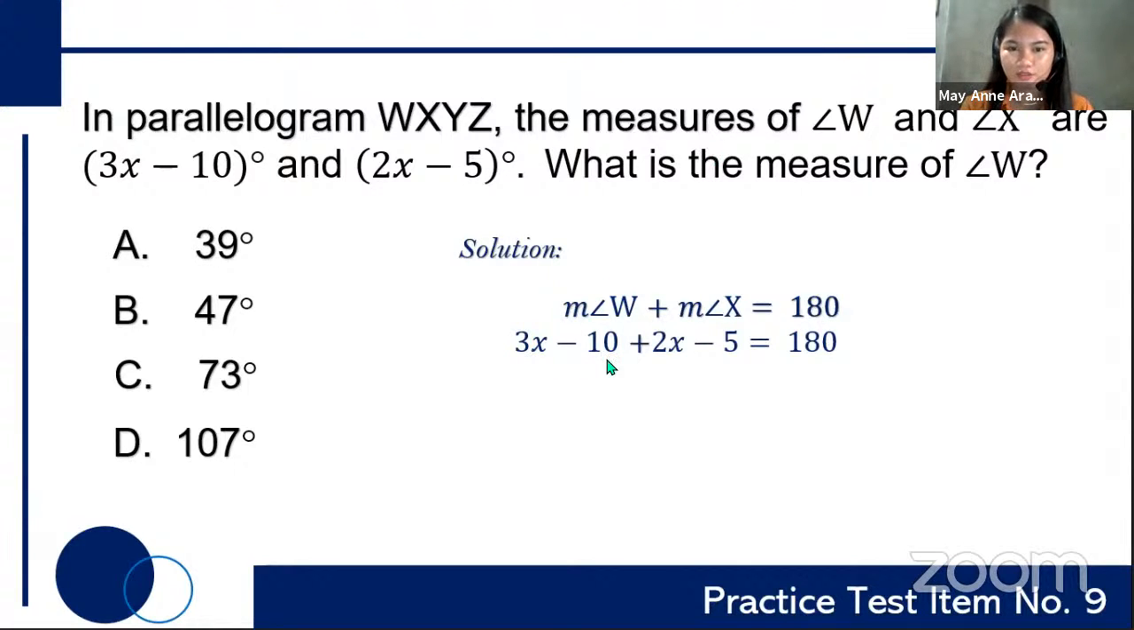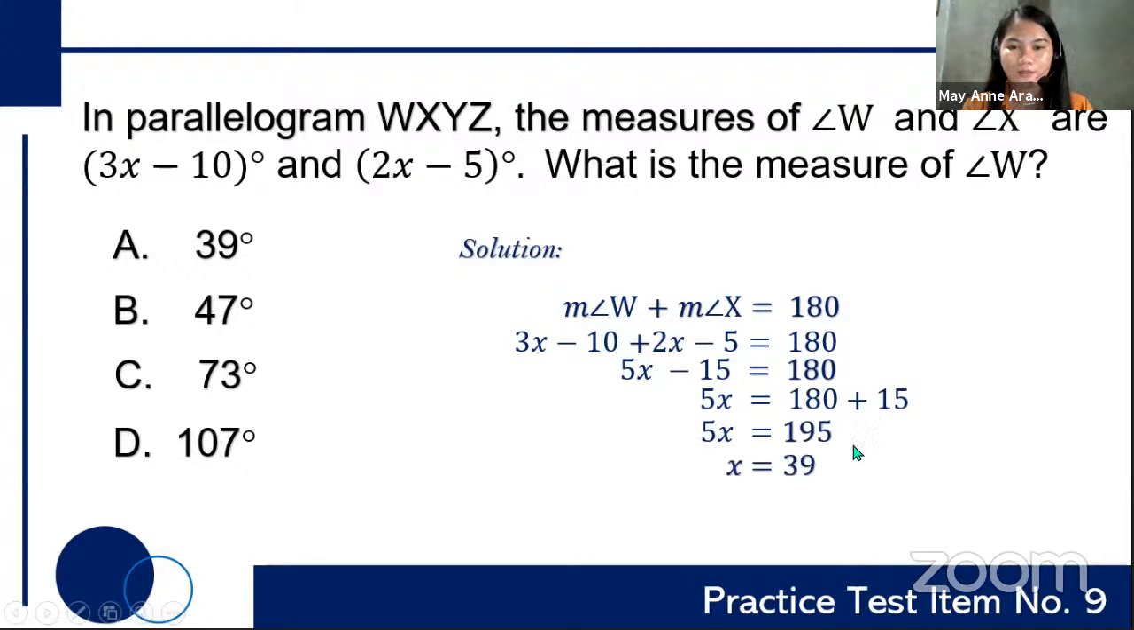And simplify, so you combine like terms. 3x plus 2x is 5x. And then combine negative 10 and negative 5, so you have negative 15. So 180, transpose negative 15 to the right side of the equation. That is 180 plus 15, so you have 195. Divide by 5 and you have 39 degrees. But we need to solve for the measure of the angle W. That is just 3x minus 10. So multiply the value of x by 3, then subtract 10. So you have 3 times 39 degrees minus 10 degrees, which is equal to 107 degrees.